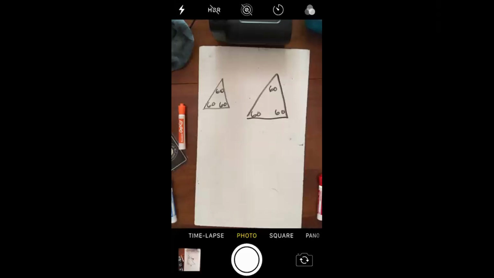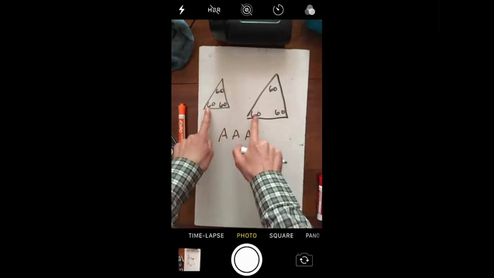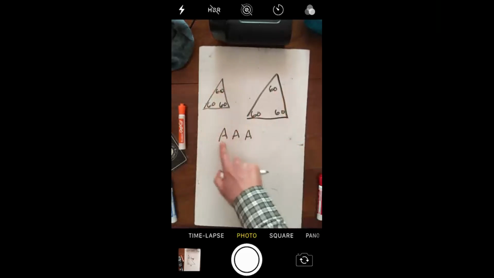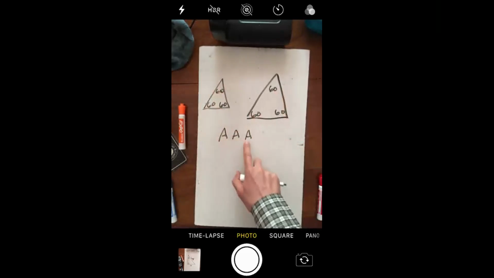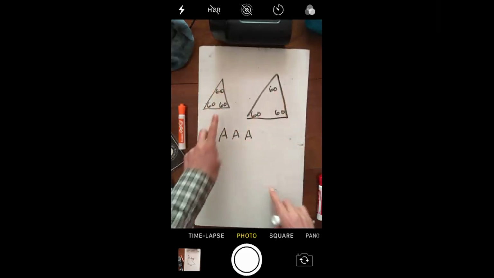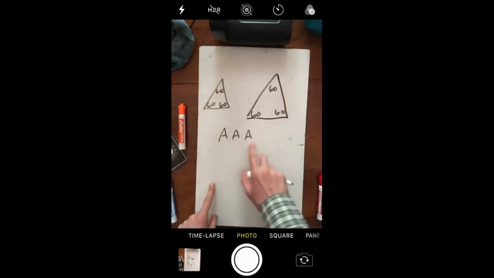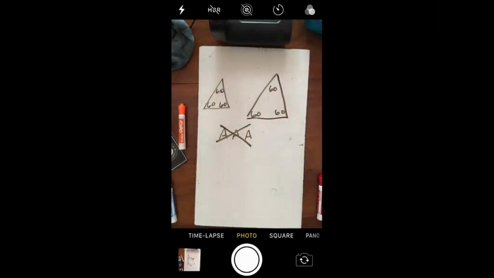So now we want to talk about how we know if triangles are congruent or not. And we'll start with this example: angle, angle, angle. That refers to 3 sets of corresponding angles that are congruent to each other. Does this tell us that triangles are the exact same size and shape? No, because this equilateral triangle is smaller, this equilateral triangle is larger. So angle, angle, angle does not prove that triangles are congruent.